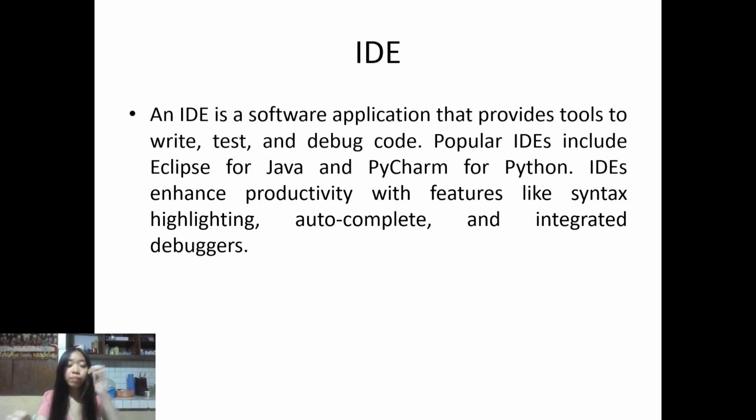Next is IDE. An IDE is a software application that provides tools to write, test, and debug code. Popular IDEs include Eclipse for Java and PyCharm for Python. IDEs enhance productivity with features like syntax highlighting, autocomplete, and integrated debuggers. So, software tools like PyCharm and Eclipse that support coding, testing, and debugging.